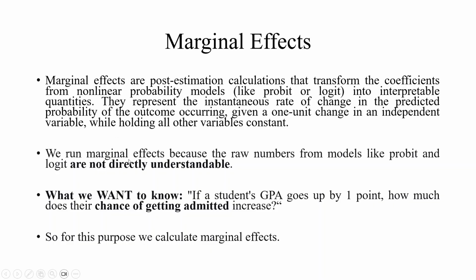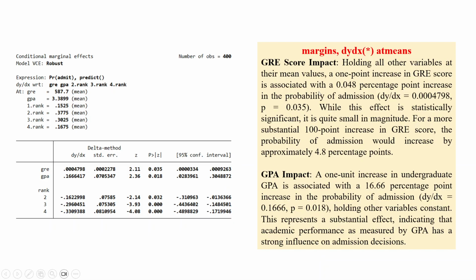It's very simple. See, we run marginal effects because the raw numbers from models like Probit and Logit are not directly understandable. So what we want to know: if a student's GPA goes up by 1 point, how much does their chance of getting admitted increase? So for this purpose, we calculate the marginal effects. How will we do it? The command line is margins, comma, dydx(*) atmeans. We want margins at means. Let's run it.